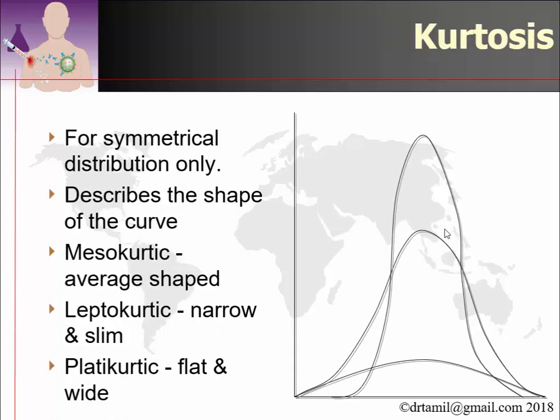If you're looking in terms of the height of the bell curve, we have mesokurtic, leptokurtic, and platykurtic. The one that is tall and narrow is the leptokurtic shape. This one in the middle is the mesokurtic average shape. And then we have at the bottom there platykurtic, which is flat and wide.